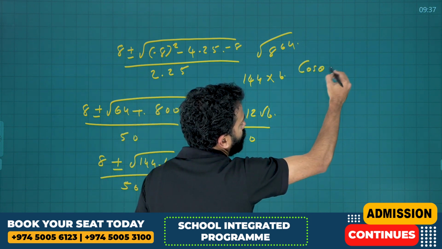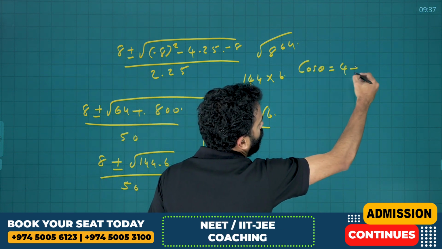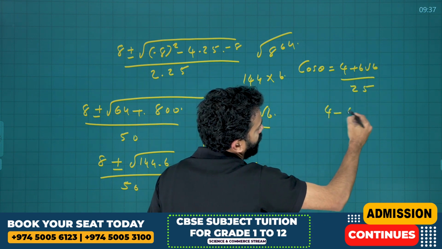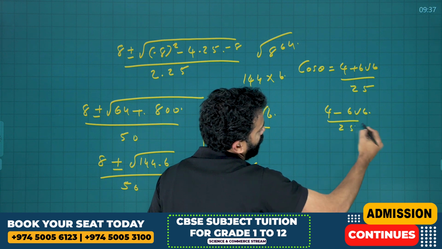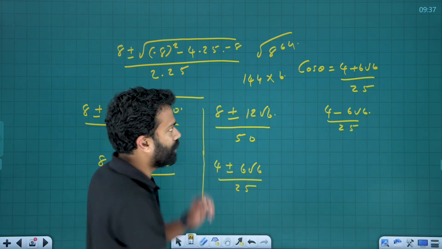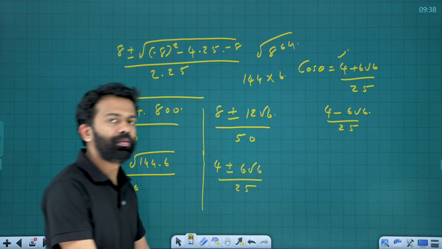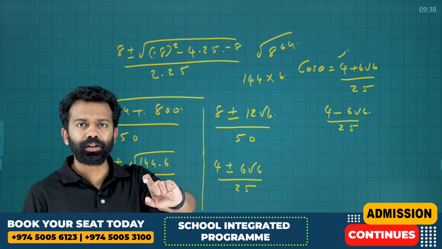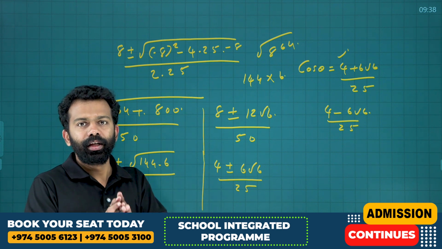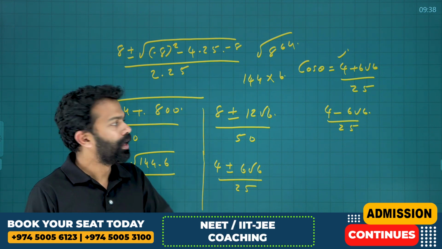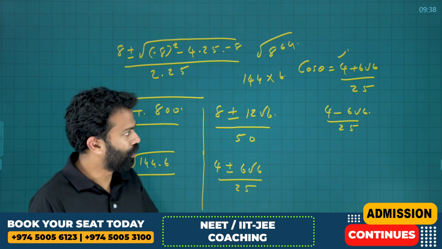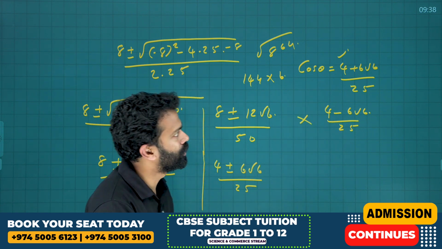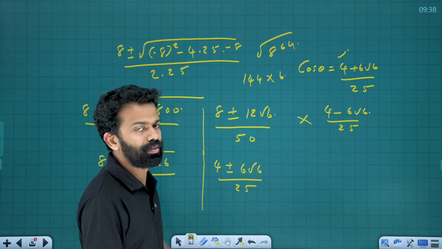And what is the first value? Cos theta is equal to 4 plus 6 root 6 by 25. And the next value is 4 minus 6 root 6 by 25. Okay. So among the two values, you should take this value. Why? Because they specifically mentioned that theta lies in the closed interval 0 to pi by 4. That means in the first quadrant and at the angle 0, in both cases cos will be positive. So we know that this is negative. Therefore we don't have to consider this. So what is the value of cos theta? 4 plus 6 root 6 divided by 25.